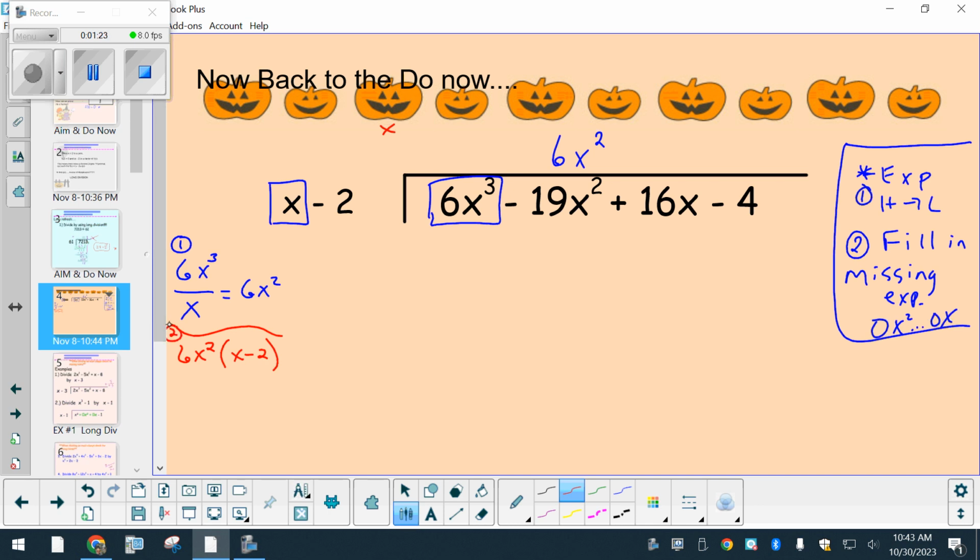Right? And you would get 6x to the third minus 12x squared. Right? Everyone okay with that? Some of you might be like, can I do this in my head and then put it here? You guys, I'm just showing all the steps. But eventually you get good at this and you're like, okay, I just want to do it all in my head. You just want to be careful with your signs, because if you mess your signs up, then it gets messy.